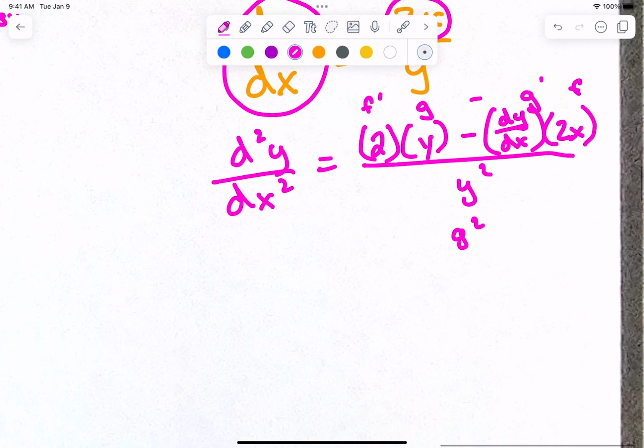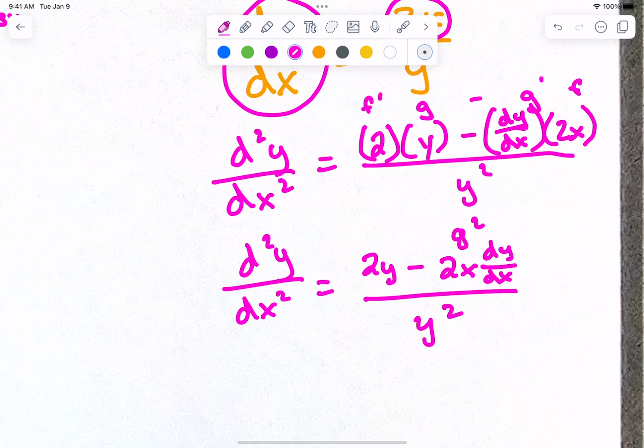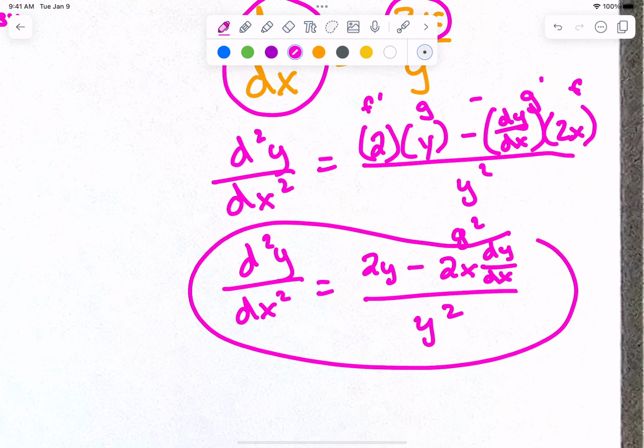Now we are really close to the final answer, actually. I'm just going to clean them up, and then we have one more step after that. This guy equals 2y minus 2x dy dx, all over y squared. So this is what we have right now, but that's not my final answer yet.